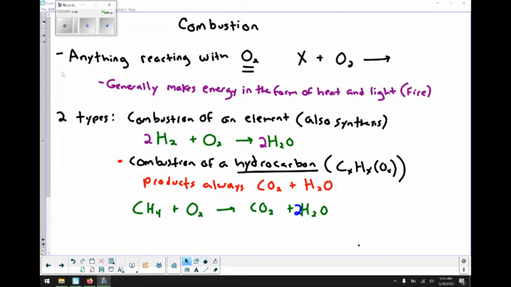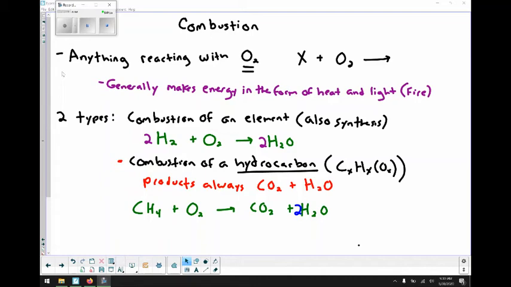So last one is combustion, and combustion is anything reacting with O2. If oxygen gas is one of the reactants, O2 is one of the reactants, that's combustion. Generally, this means fire. So it's what you think of. It doesn't have to be fire. If it's going slow, it can be just a little bit of heat, but generally this means fire.